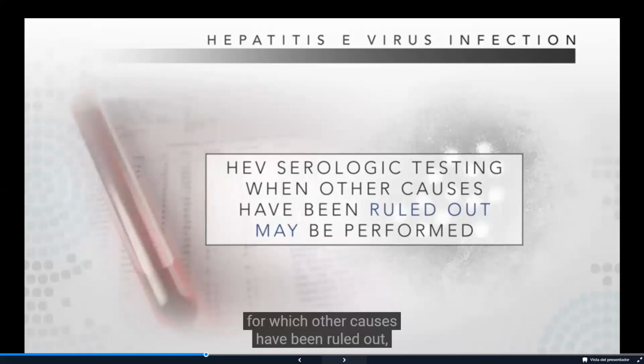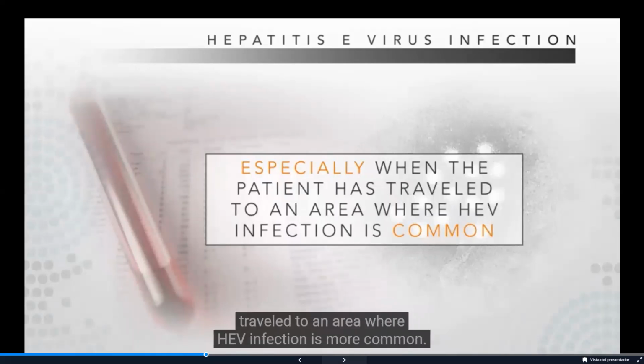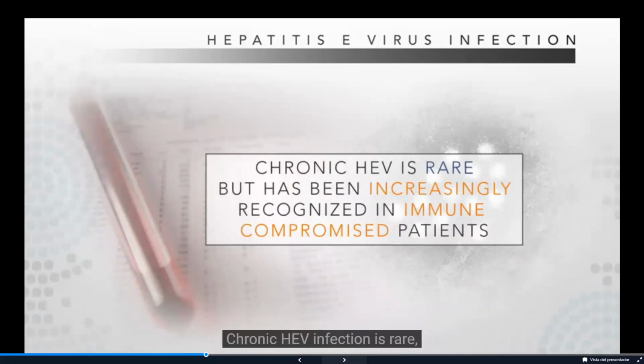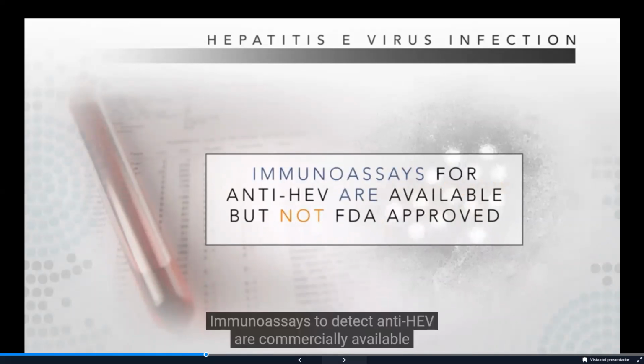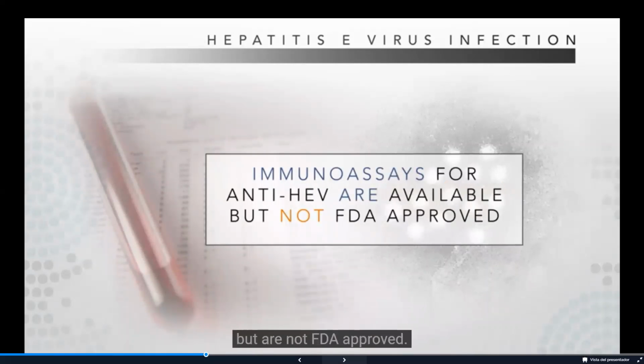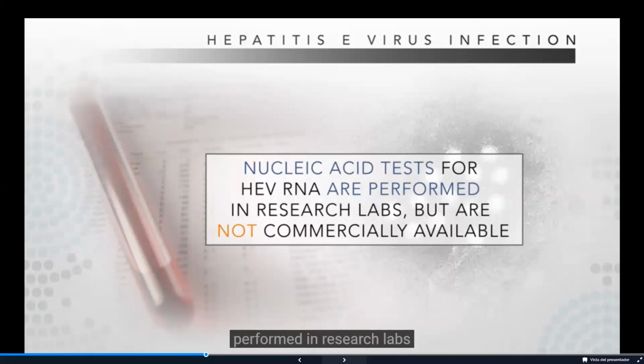HEV serologic testing in persons with acute hepatitis, for which other causes have been ruled out, may be performed, especially in someone who has recently traveled to an area where HEV infection is more common. Chronic HEV infection is rare, but has been increasingly recognized in immune-compromised patients. Immunoassays to detect anti-HEV are commercially available, but are not FDA approved. Nucleic acid tests for the detection of HEV RNA are performed in research labs, but are not commercially available.